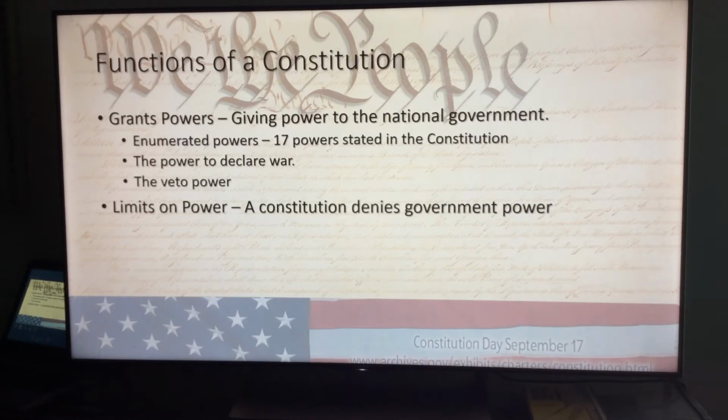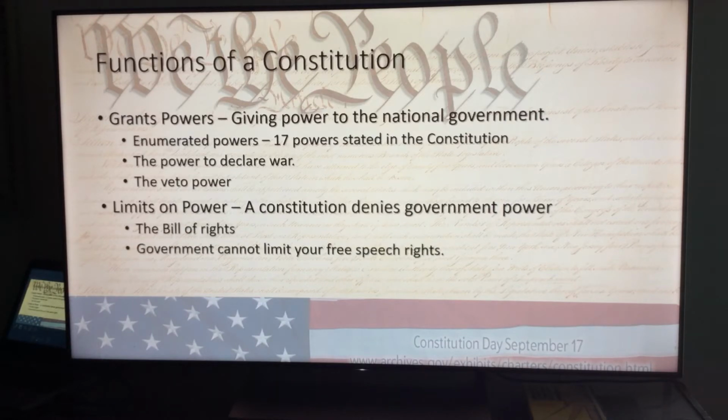The second function of the Constitution is it limits power. It limits the power of the government. So government cannot take away certain rights, right? We're talking about the Bill of Rights here. The government cannot limit your free speech rights. They cannot limit your free association rights. They cannot pick your religion for you. So a Constitution limits the rights of the government. Government cannot search your property without a warrant.